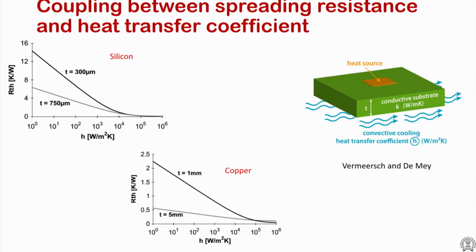But if you go further to the right, going from 100 to 1000 or even 10 to the power 4 watts per meter square Kelvin, the change is even less. That means the primary problem here is the spreading resistance. You can provide as many complex cooling technologies as you like, but it is not going to improve your situation unless you address the spreading resistance. How do we address the spreading resistance? That is typically by improving the thermal conductivity of the conductive substrate, in this case, for example. Improve the thermal conductivity of this conductive base, and then you mitigate the spreading resistance.